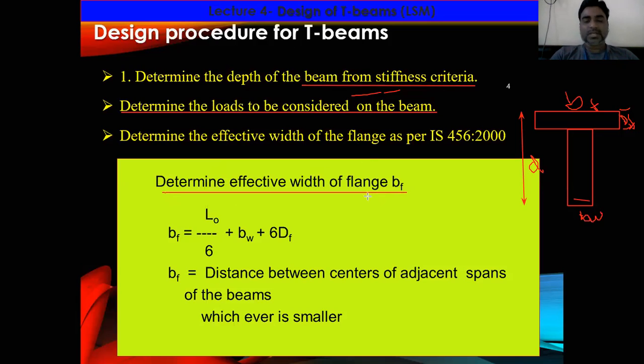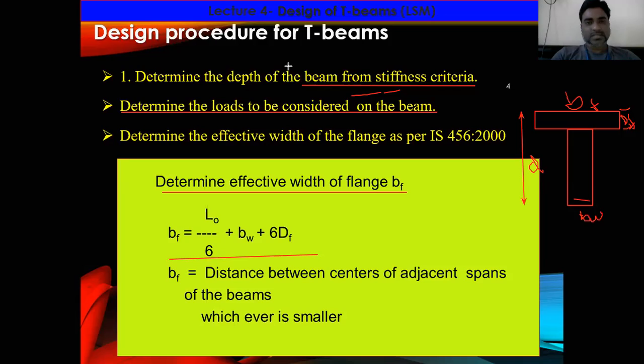So that we need to determine based upon IS 456:2000 for the T-beam, right? This bf should be calculated from this equation. There are two ways to determine it. One is the center to center distance between the supports, and bf = L0/6 + bw + 6 Df. Whichever is minimum should be considered as your effective width of the flange.